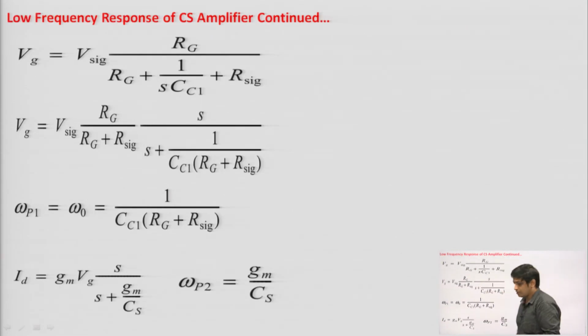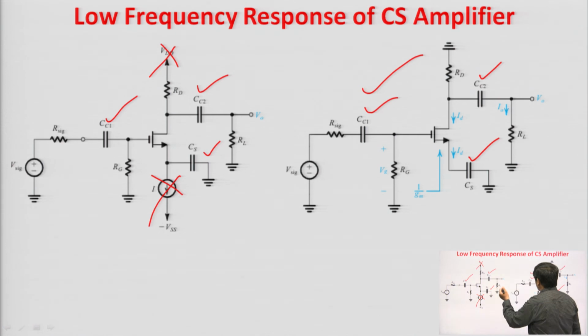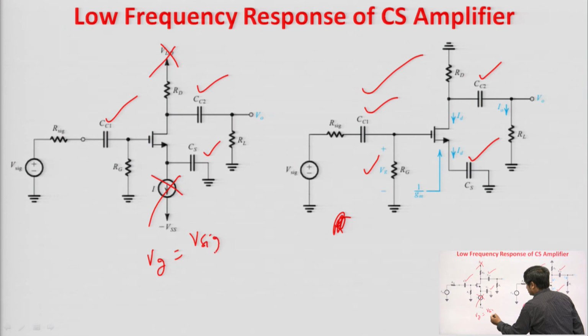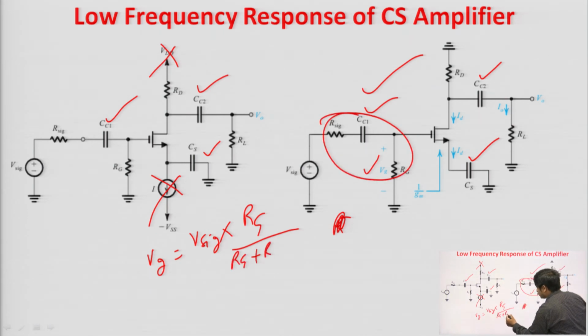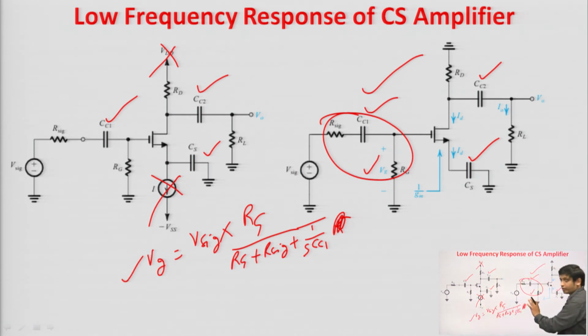To calculate these three corner frequencies, we can get the expression of Vg, the gate voltage. Just see, the gate voltage Vg we can calculate with the help of the voltage division rule. Vg will be equal to V sig into Rg upon total, where total means Rg plus R sig plus the impedance of CC1, which is 1 upon s CC1. This is the value of Vg, one important thing. Second thing, when we consider CS, the bypass capacitor, then we can calculate the value of the drain current Id.